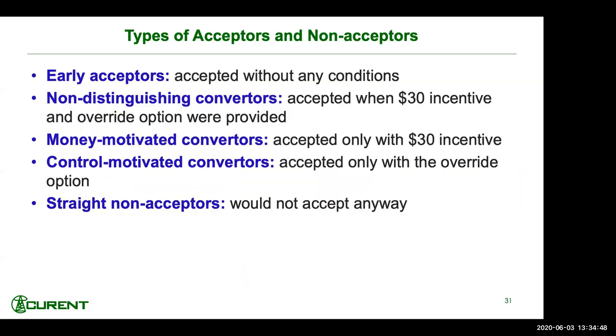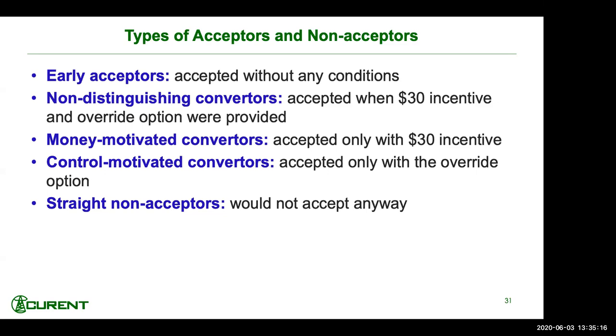So we break down 5 types of people. So the first type is called early adopters, meaning that, hey, you don't need to tell them any incentive program. They just say, I want to accept because I want to save energy, or I want to shift this energy, I want to save money, so I don't pay peak hours price. So early adopters, they don't need any incentives.